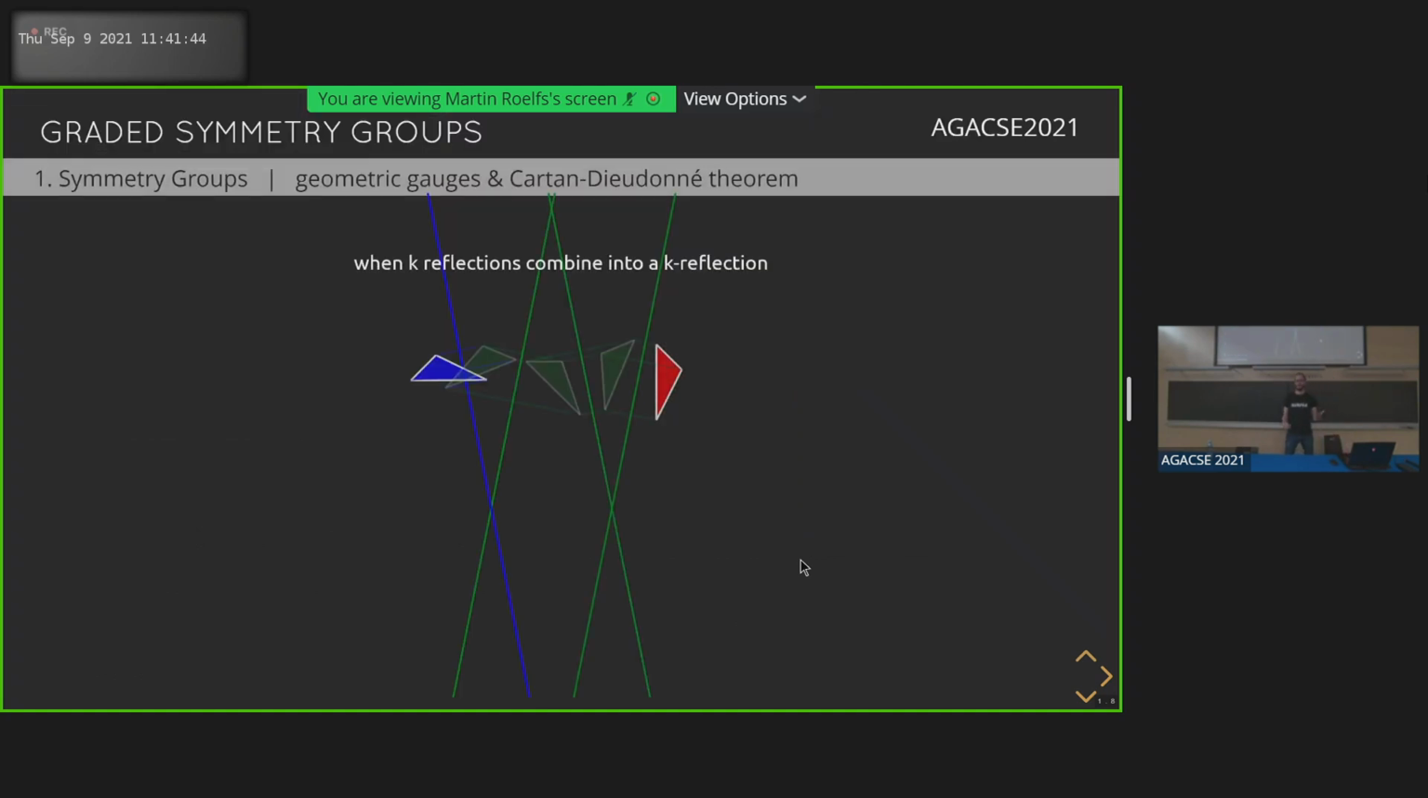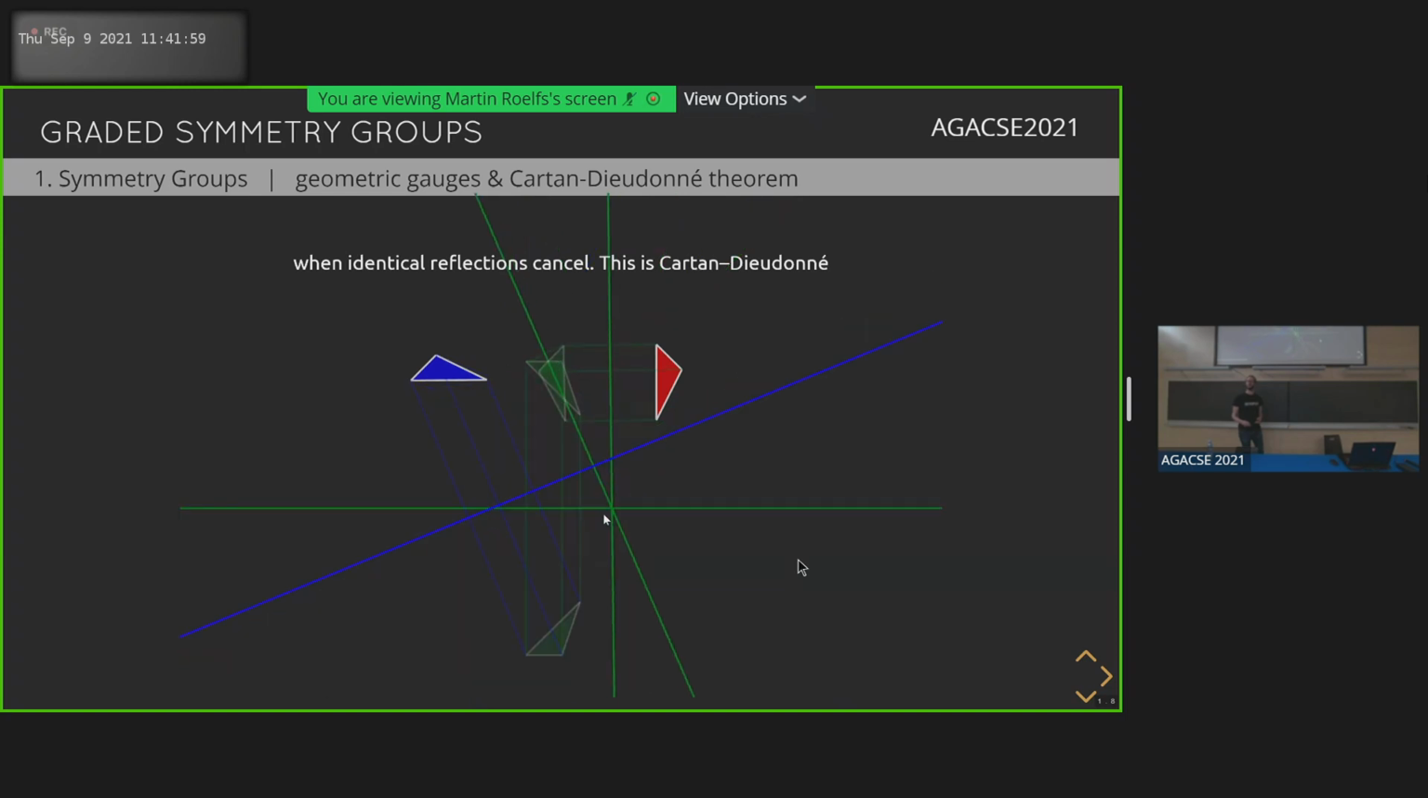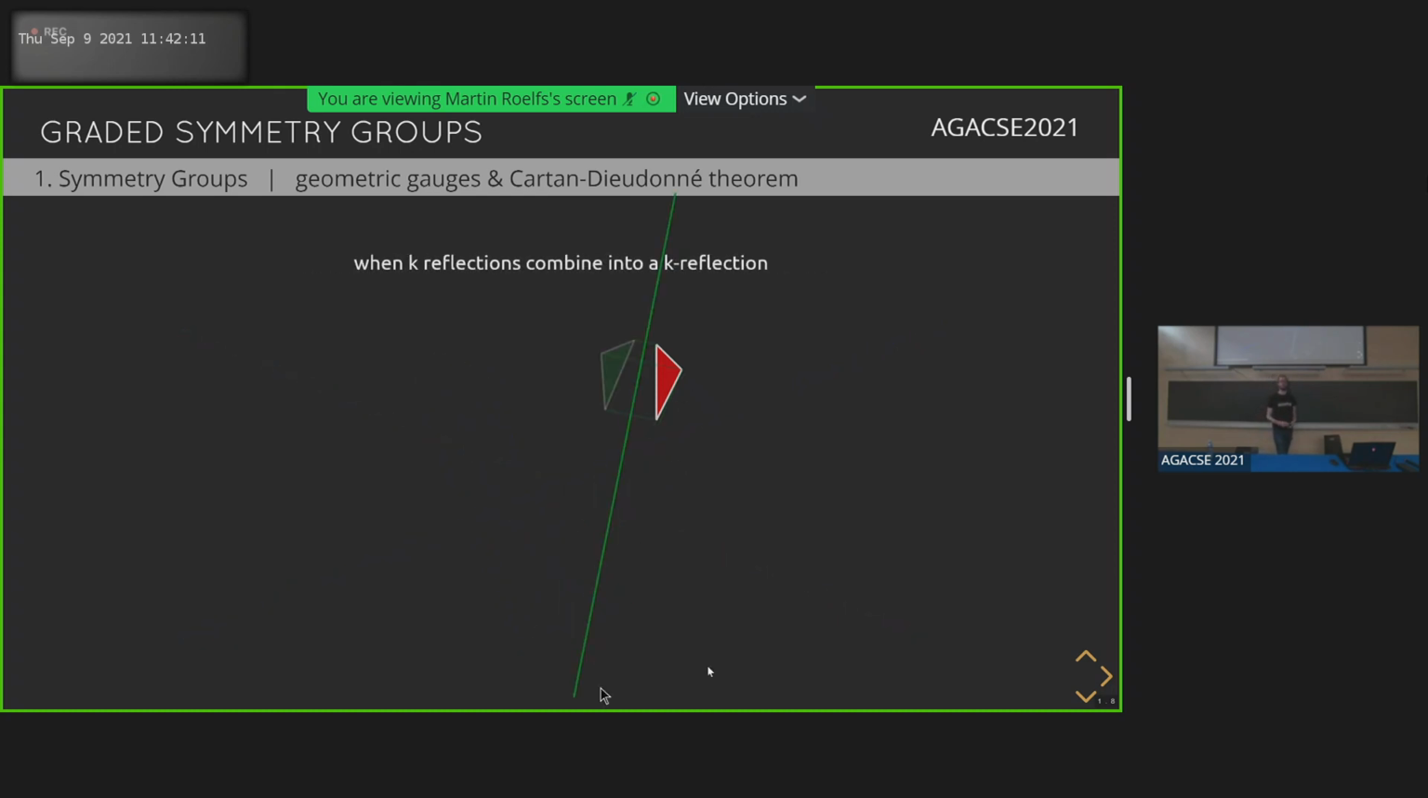So then we arrive at the famous Cartan-Dieudonné theorem, and that is that when you combine k different reflections, you have k minus one of these intersections. So you can rotate about each of these intersections. And that means you can actually align these such that two of these reflections turn out to be the same one, and that cancels. So now we see that what appear to be four reflections at first is really just two reflections. I can just get to that state with only two.